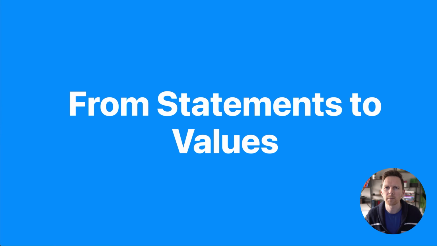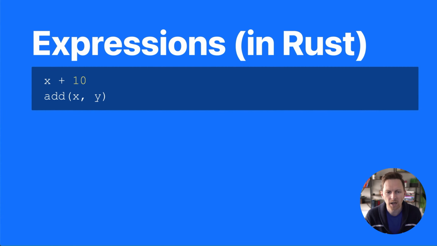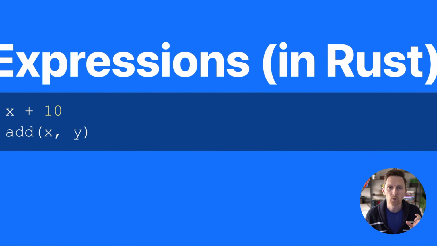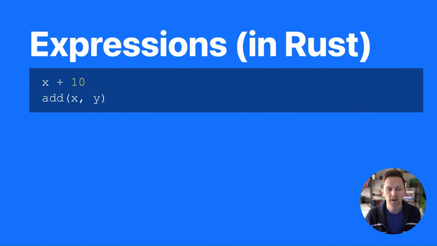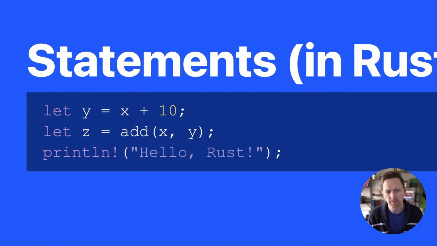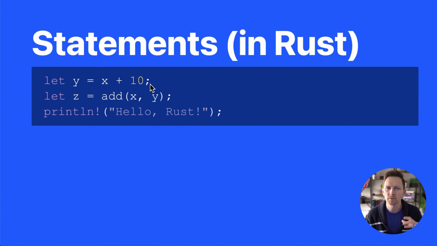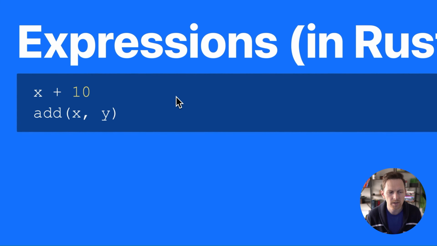So going from statements to values is what expression-based programming is all about. Here's some Rust, and these are expressions, right? X plus 10 or add X to Y, those are expressions because when they're evaluated, they return a value. Here we have some statements. We're still working in Rust, but let y equals x plus 10 doesn't return a value. That's performing an operation for a side effect of setting that y value. Same with let z equals add x plus y or print line or whatever. Those are statements, where these are expressions.